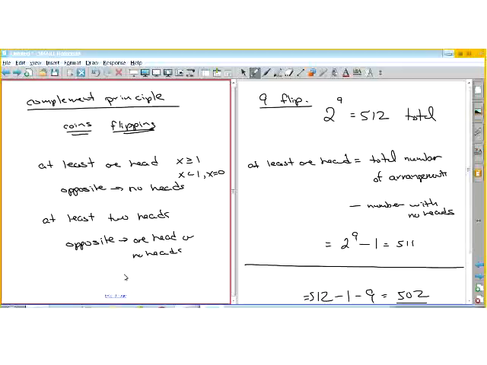This one would be at least 2 heads. So X is greater than or equal to 2. The opposite of that would be X is less than 2. So that means X has to be equal to 1 or 0, again, because you can't have fractional heads. So you can do it mathematically, and then you can kind of rewrite it out.